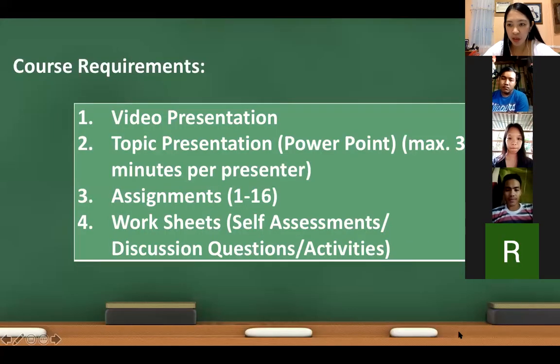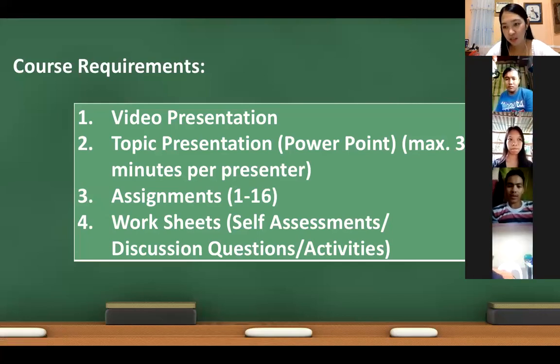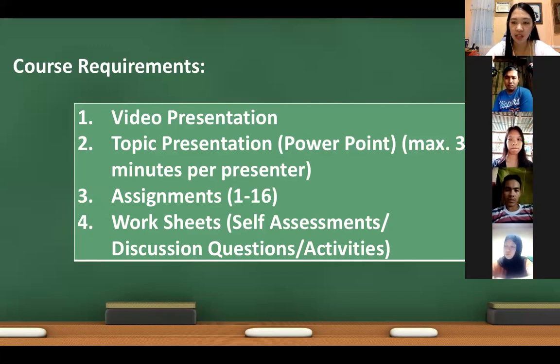That is only one of the major requirements na meron kayo, which is your video presentation. So aside from the video presentation, you will be having your topic presentation that will be presented in the class discussion na nilagay ko na date doon sa ating course outline. So you will be submitting it in a PowerPoint presentation aside from the class discussion proper. Each of the presenters will be having a maximum of 30 minutes each to present your topic.